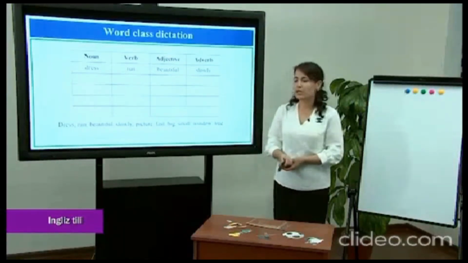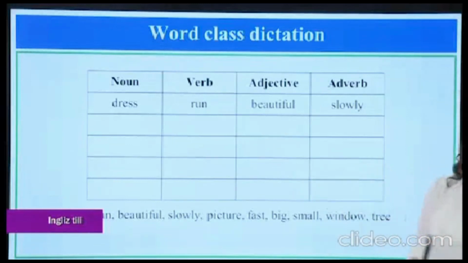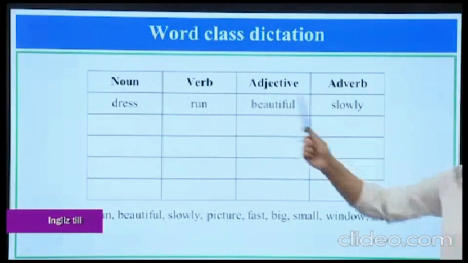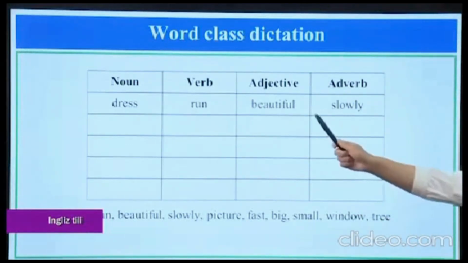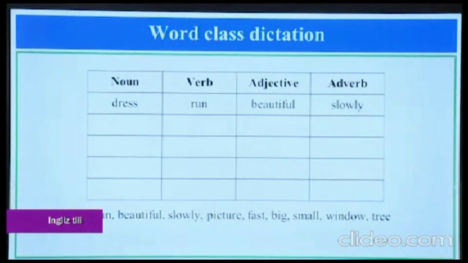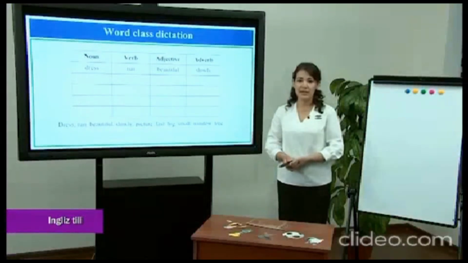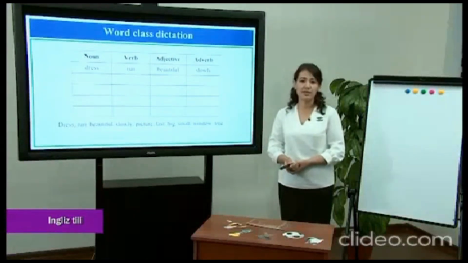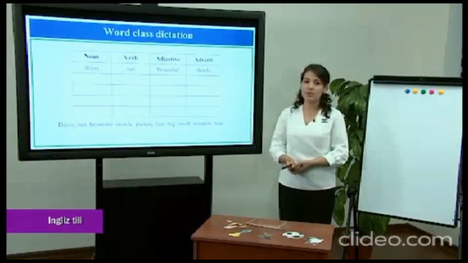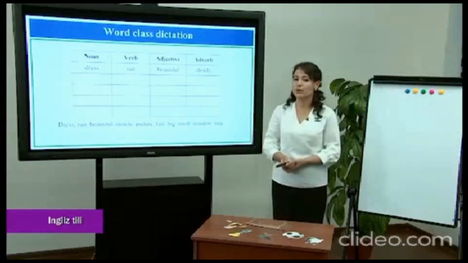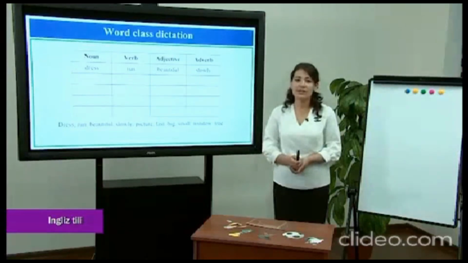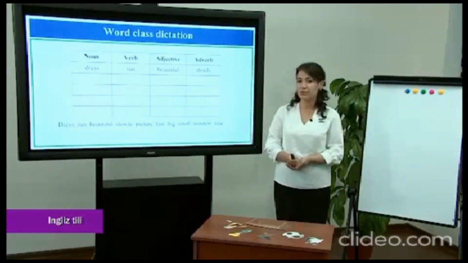For example, dress is a noun, and run is a verb. Beautiful is an adjective, and slowly is an adverb. Like this, you can give as many words as you want, and your pupils should classify them according to their parts of speech. Or maybe you can organize this game in a different way.